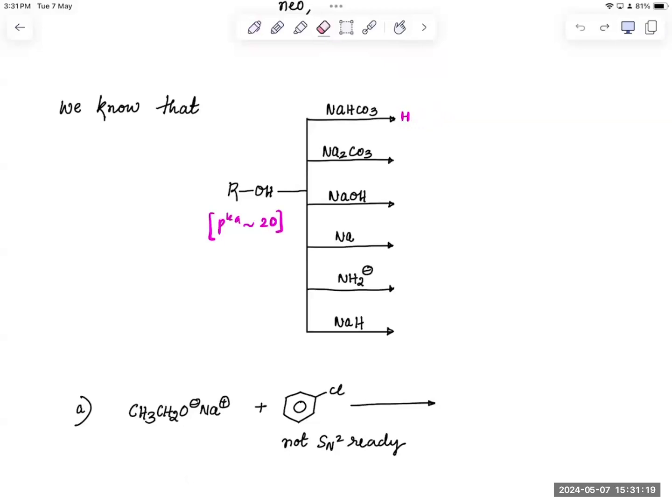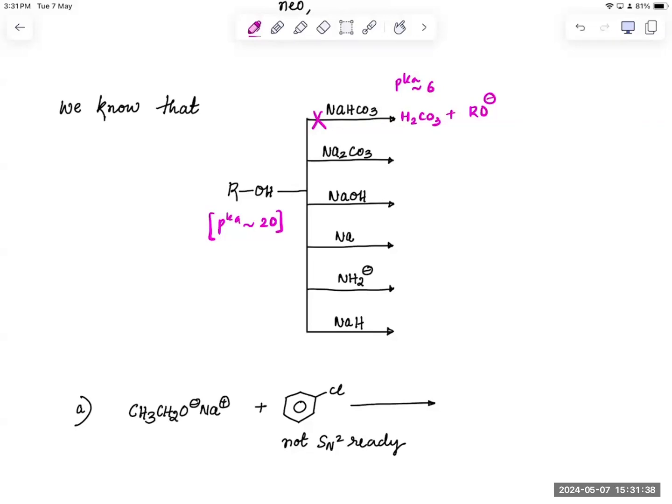I can say it will become H2CO3 plus RO minus. Now tell me, the pK value of H2CO3 is somewhere close to 6. So will this reaction happen? No. You know, weaker acids cannot give stronger acids, right?